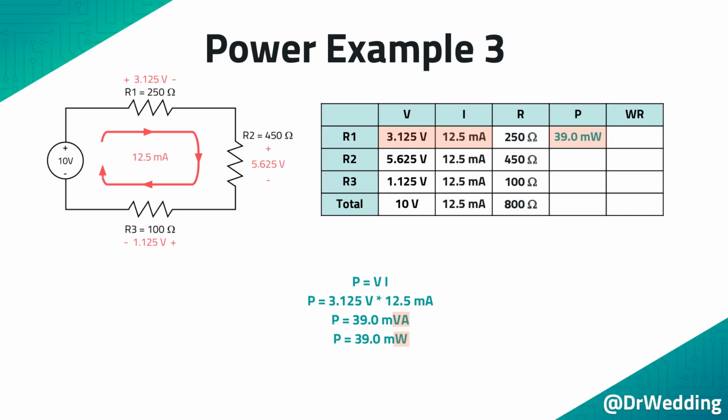So the power delivered to R1 is 39 milliwatts. And the power delivered to R2 is 70.3 milliwatts. And the power delivered to R3 is 14.1 milliwatts. The total power that the supply must deliver to the circuit is calculated the same way. Total power is the total voltage times the total current. In this example, the supply must be able to handle a minimum of 125 milliwatts.